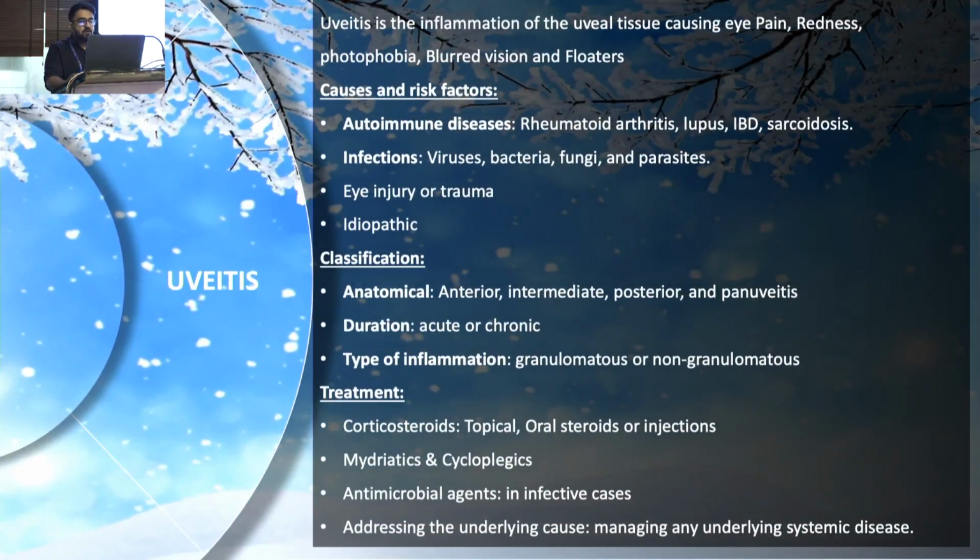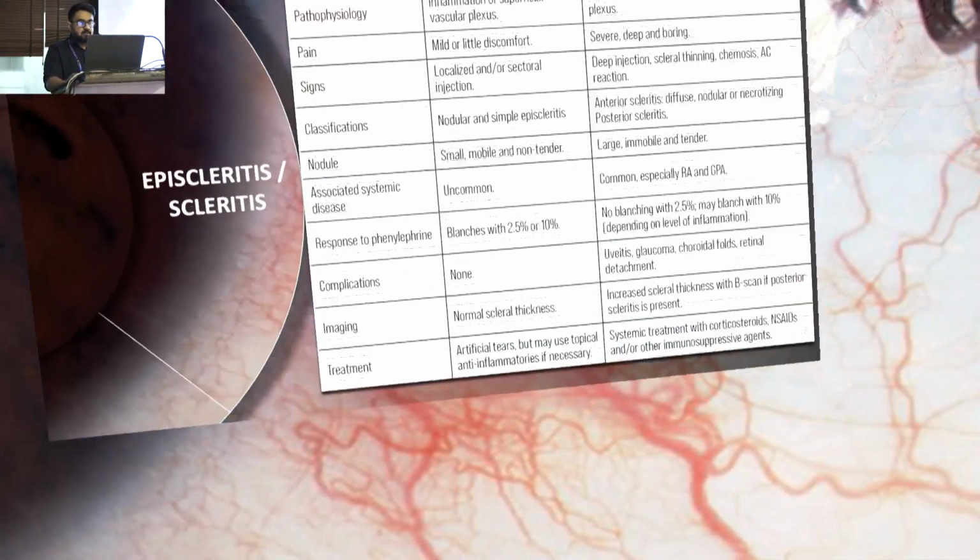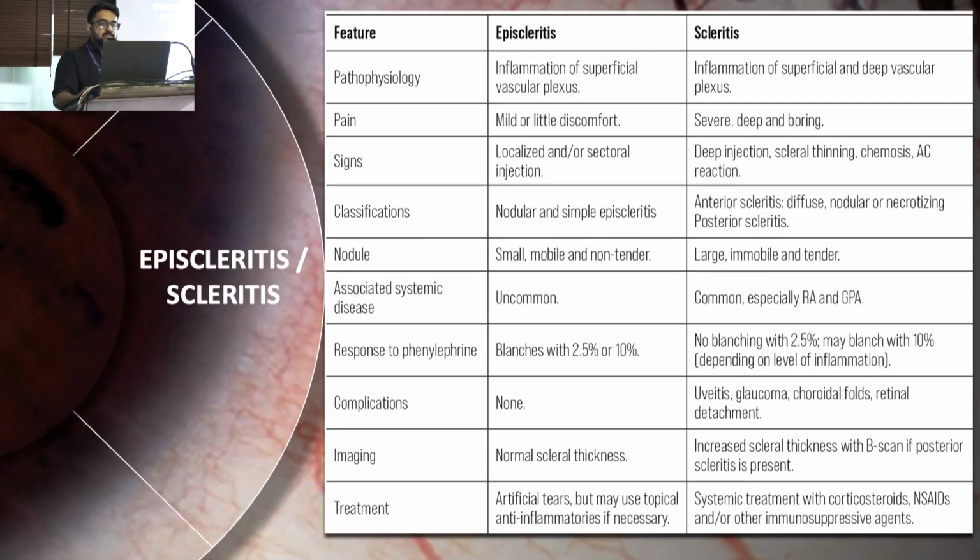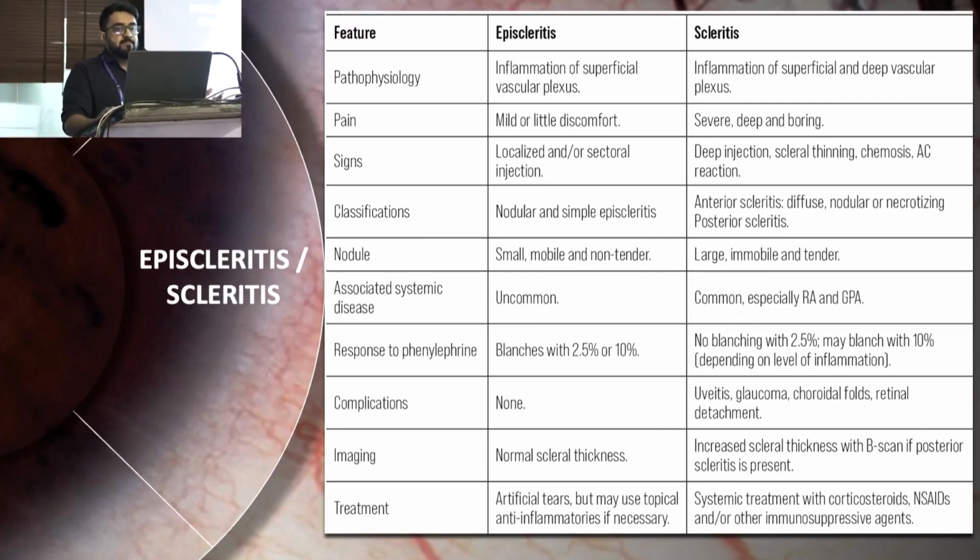Uveitis is something that we all know. I'm not elaborating again. It's important to rule out infective causes, where steroids can be a problem. So always rule out infective causes, and the mainstay of therapy is always corticosteroids, mydriatics, and other systemic drugs. Finally, episcleritis and scleritis. The major thing that comes to mind is how to rule out episcleritis versus scleritis. The easiest way is to use a phenylephrine drop, either 2.5% or 10%. You can see the vessels will blanch once you use it.